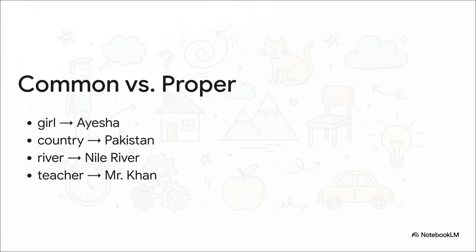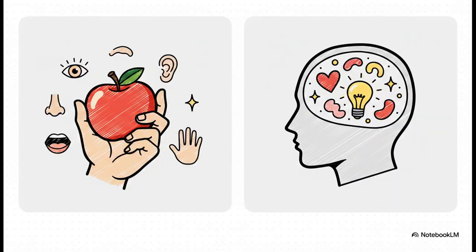Let's actually see that in action. See how a general, common girl becomes the specific, proper noun Aisha. Notice that capital A. A general country becomes the specific Pakistan. A random river turns into the Nile River, and your everyday teacher becomes the very specific Mr. Khan. Let's move on and see how this builds into our next pair.